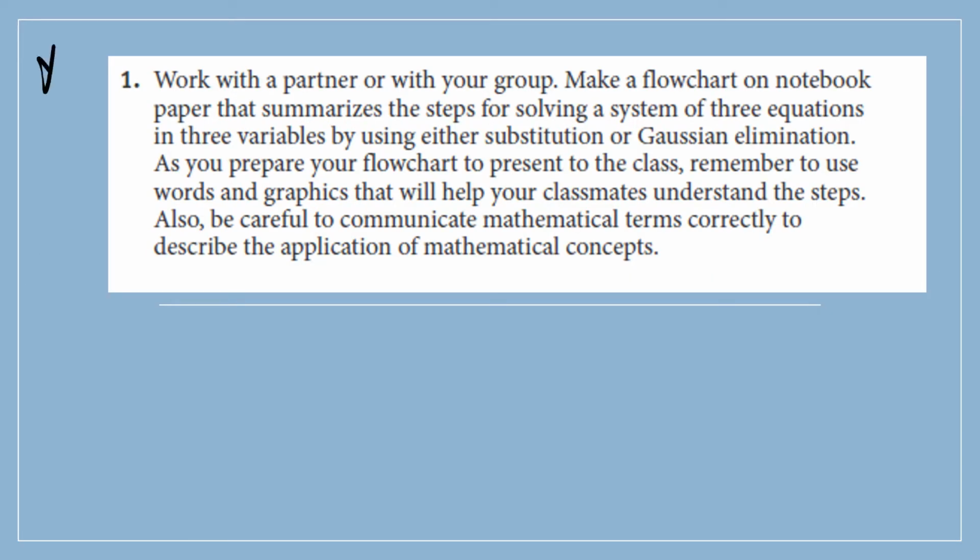Now, this right here is an extra credit opportunity. It would be really good practice. So partner, or yourself, you can do this in twos if you want to. You're going to make a flow chart on notebook paper that summarizes the steps for solving a system of 3 equations by using either substitution or elimination. Whichever one you want to do, okay? And you're not going to present it to the class, you're just going to present it to me.